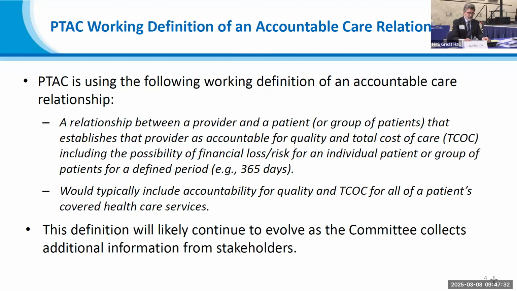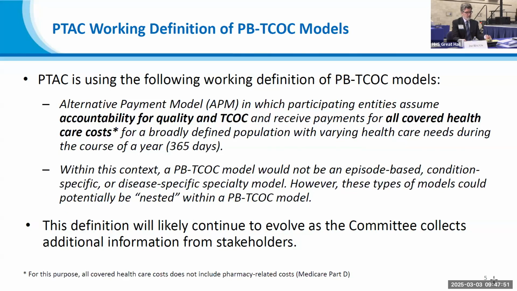We start with the first 3 slides being some basic working definitions. The first one being the accountable care relationship, which is, in short, a relationship between a provider and patient that establishes the provider as accountable for quality and cost for all of a patient's covered healthcare services. The next is our population-based total cost of care model working definition as an alternative payment model, or APM, in which participating entities or organizations assume accountability for quality and total cost of care and receive payments for all covered healthcare costs.